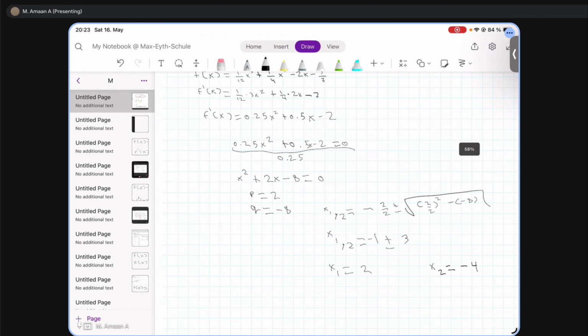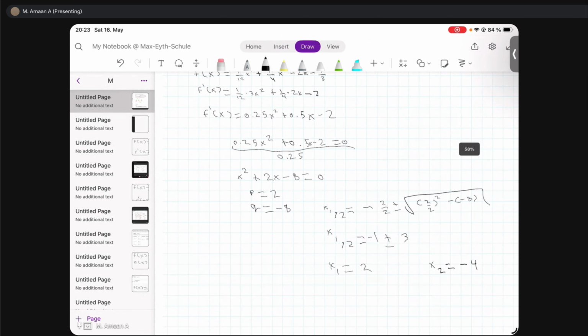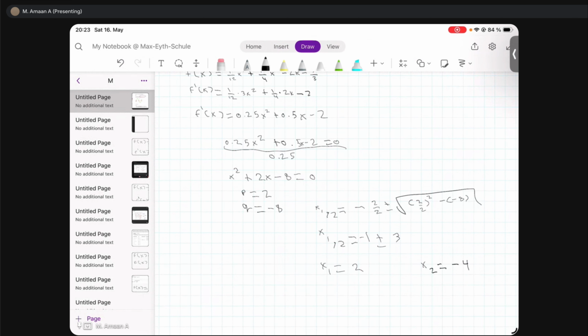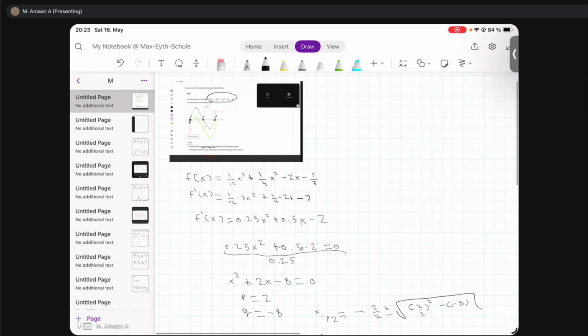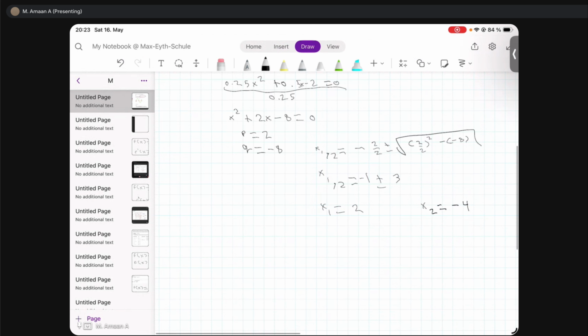So what next? Next, the same thing, Aman. You have to find the extreme point and you have to find the x value. You have to check at x equal to 1 whether there is a high point or low point. That is the meaning of the extreme value. And in the same way, you have to check on negative 4.